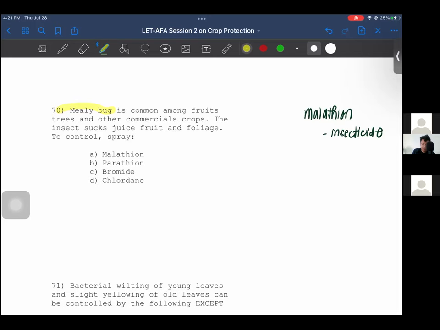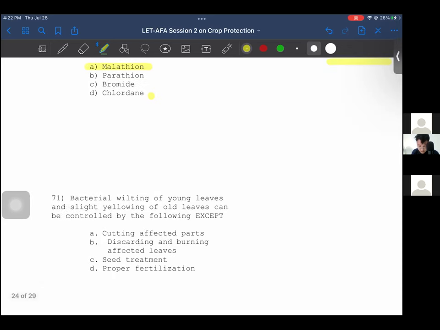Later we will learn more about these other terms here. Pero ang malathion is an insecticide. So kapag may lumabas na mga tanong, for example, what will you use to control mosquito? Ang mosquito ay isang insect. So can you use malathion? Yes, because it is an insecticide. So these are general topics that you need to know. Kasi ang dami kong nakita ganito sa mga last, mga previews na LET.